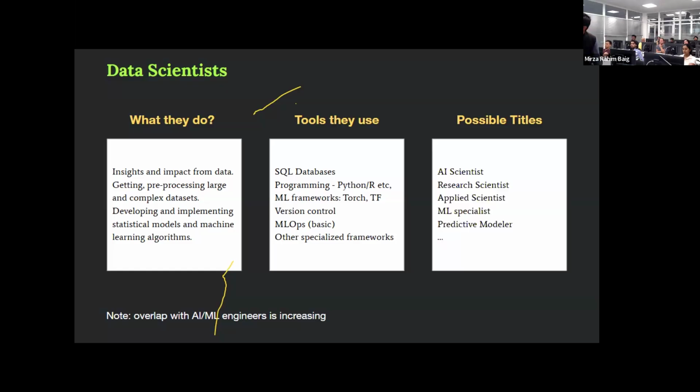Right. And then there are so many roles, right? AI scientists, research scientists, applied scientists, predictive modeler, statistical modeler, ML specialist, and so on. And this actually was, I think, pretty much the role of an AI ML engineer a few years ago. But now the AI engineer role has developed quite a bit. The overlap is still very strong. There's still a lot of overlap between this role and the AI/ML engineer role.